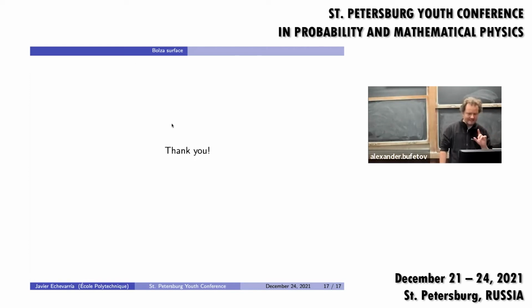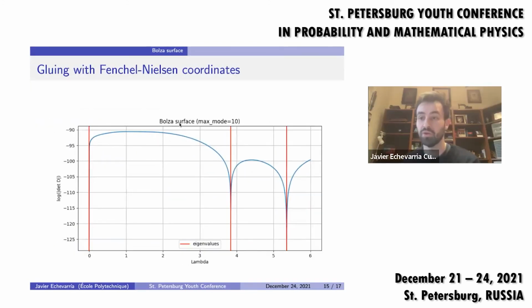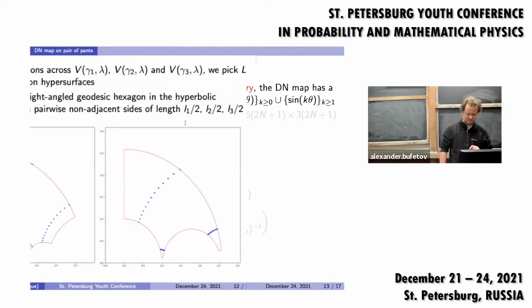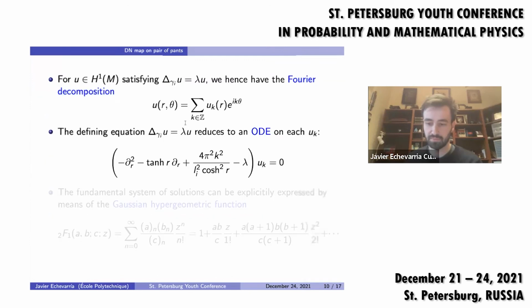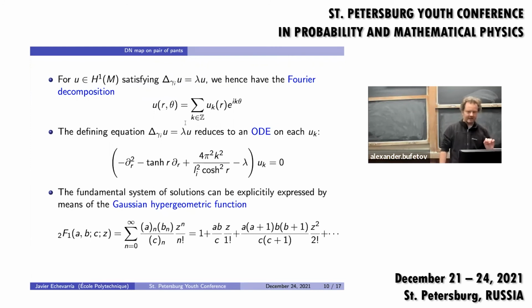My question is about your 10th slide. Can you please go back? Can you hear me well? Yes, I can hear perfectly. Yes, this one. Can you please explain this step between the equation and the Gaussian hypergeometric function?